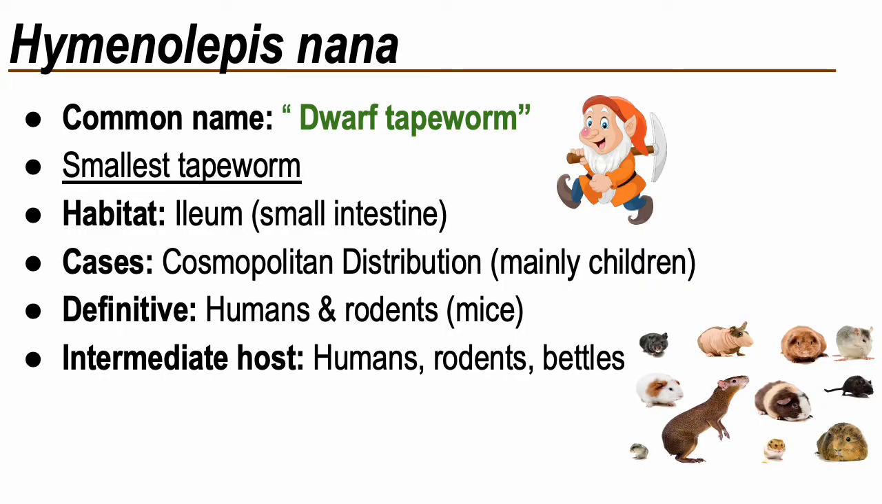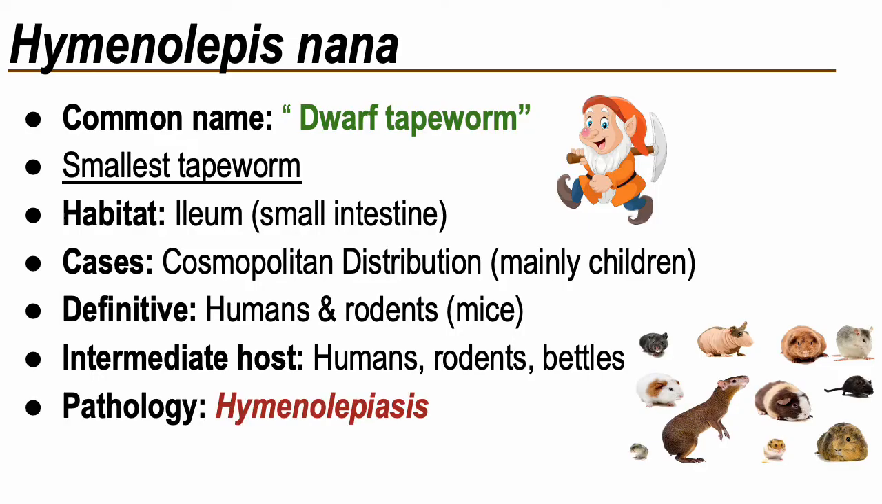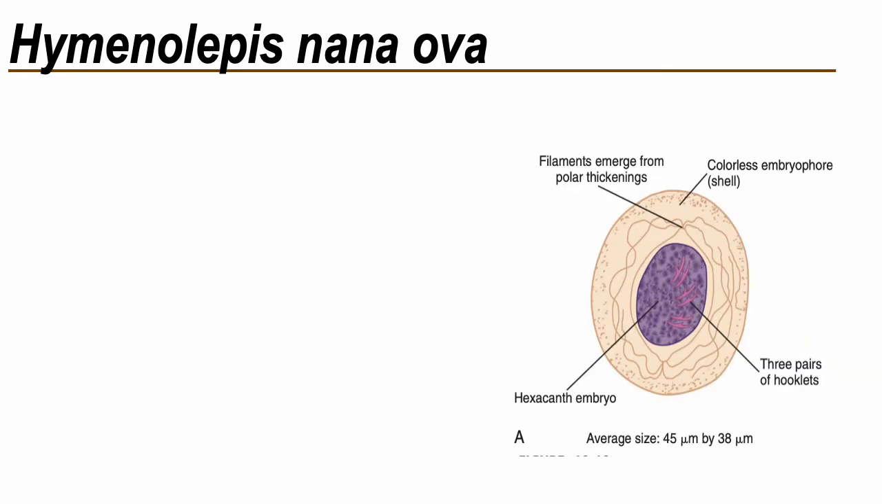But unlike Taenia solium, Hymenolepis nana is the only human tapeworm which can complete its entire life cycle in a single host. That means both the larva and the adult worm are present in one single host. The pathology behind this parasite is what we call hymenolepiasis. So for the ova of Hymenolepis nana, since this is still considered a cyclophyllidean, it has a hexacanth embryo which contains 3 pairs of hooklets.